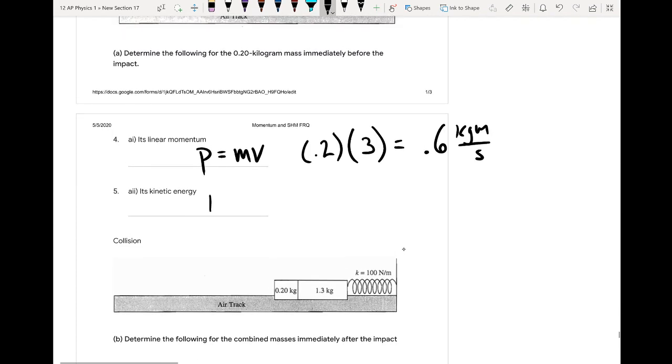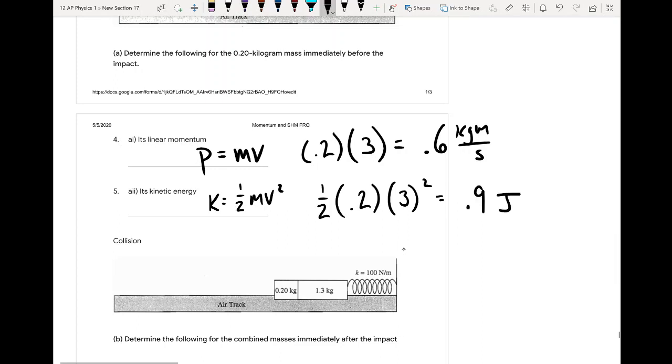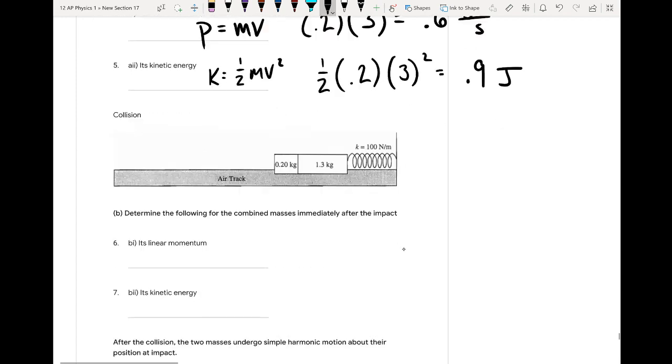Then kinetic energy. Again, we know our equation for this. One half m v squared, one half. We said the mass is 0.2, the velocity is 3, so 3 squared. And we get 9 times 0.2 times 0.5. I'm going to use my calculator for that. We get 0.9 joules.